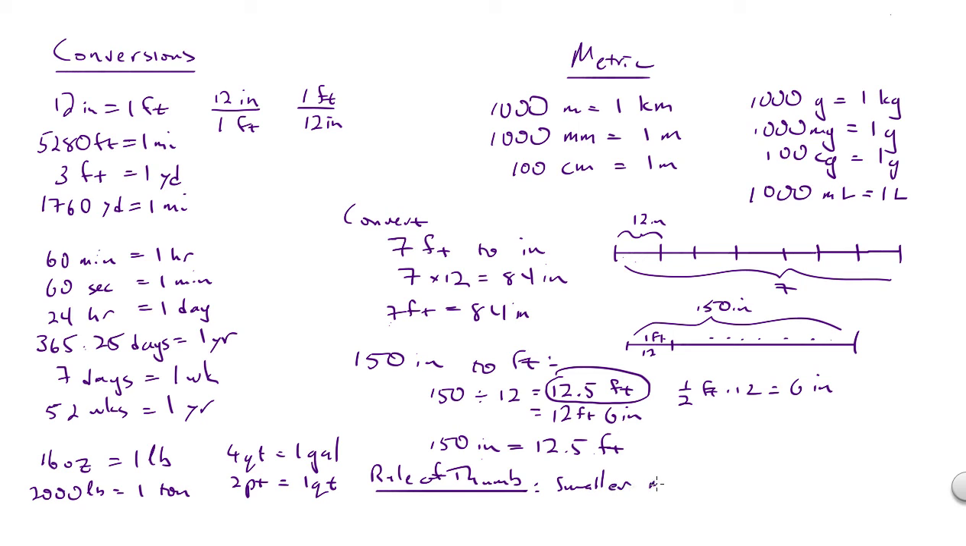If you're converting to a smaller measure, then you have a bigger value. If you have a bigger measure, then you have a smaller value. And this will give you a hint whether you should multiply or divide in each of these cases. But it depends on what your conversion rate is, whether you should multiply or divide.